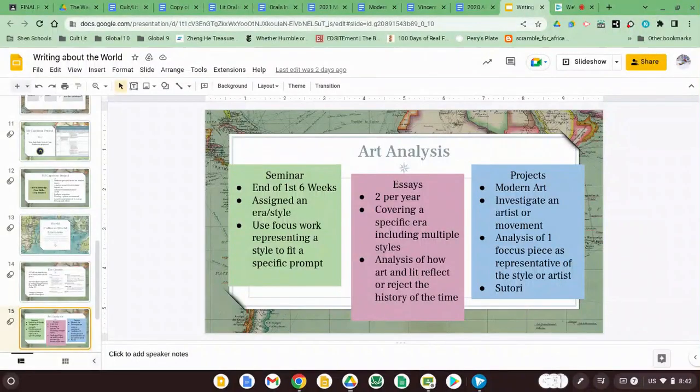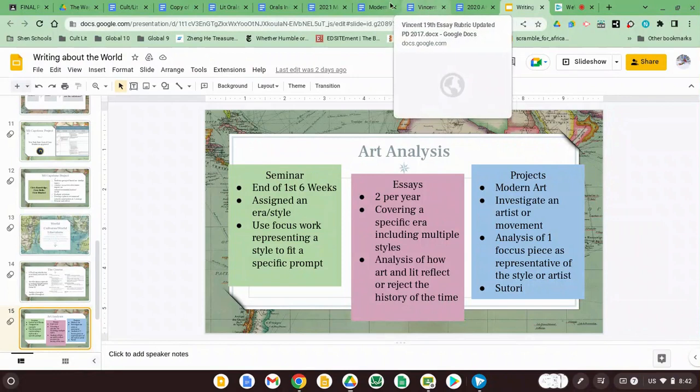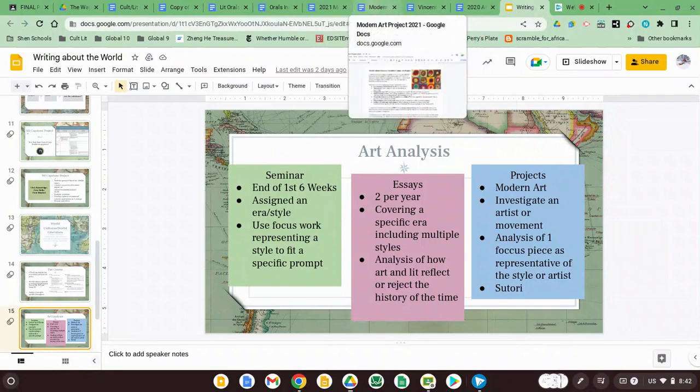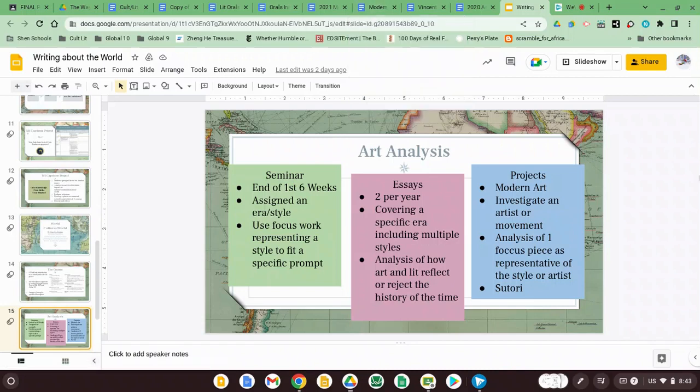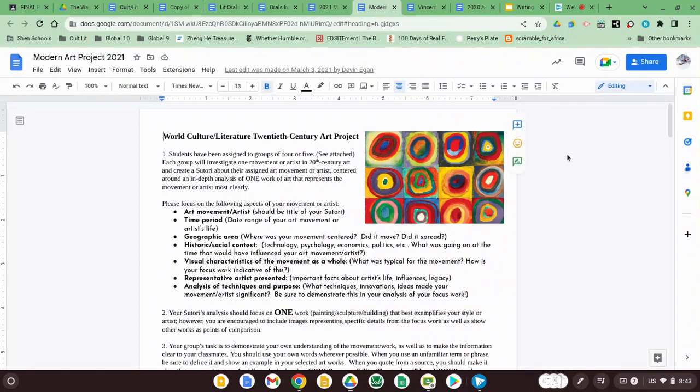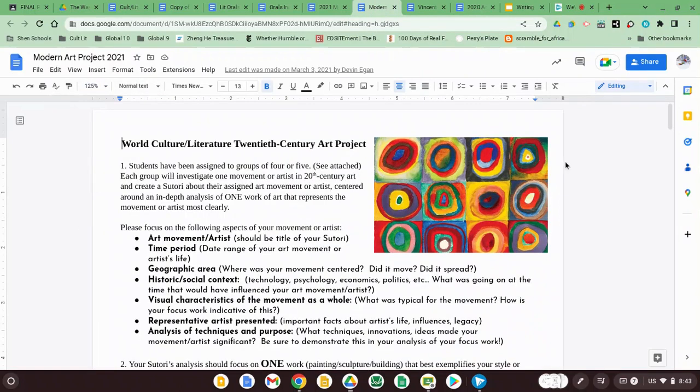The last type of project that we do for art analysis are literal projects. Sometimes it could be a video, sometimes it could be a Sutori or something of that nature, but it's usually asking the kids to do something multimedia with their art analysis. In our modern art project, kids are assigned an artist or a movement. They have to analyze one work as a focus work that's representative of their style or their artist. This particular project, we asked them to create a Sutori. The instructions are pretty straightforward.